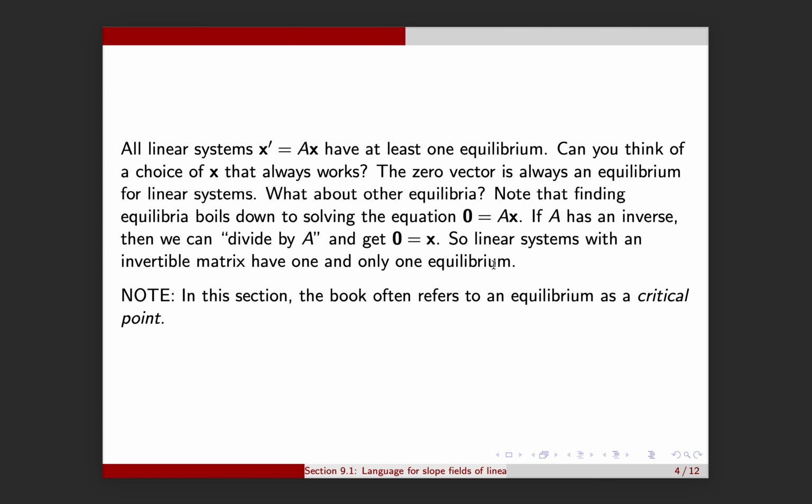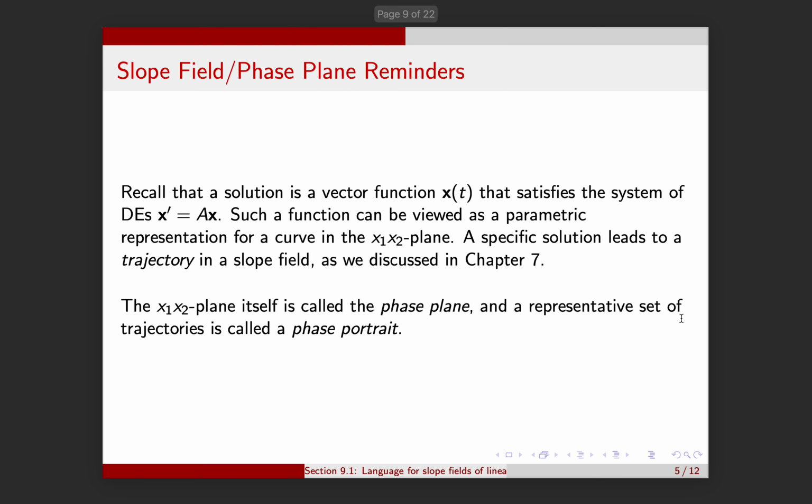Also, your book, sometimes I don't know what they're up to. Why introduce extra language? Sometimes they say equilibrium, sometimes they say critical point. They mean the same thing, and for me it's not clear why you need two terms.